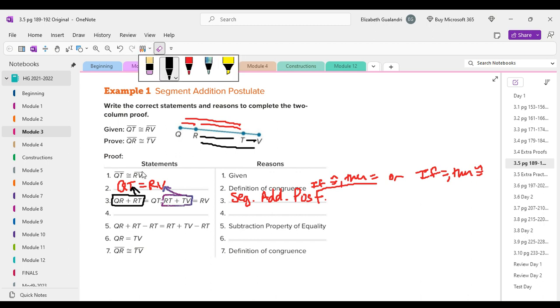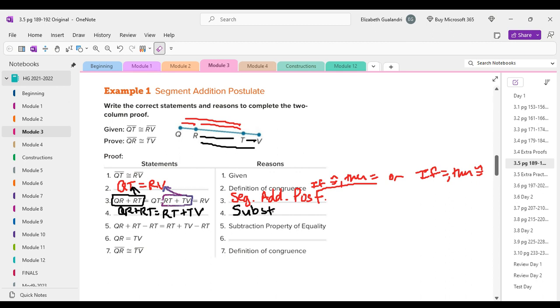And so now I'm just going to rewrite it. And so that's going to say that QR plus RT is equal to RT plus TV. And again, what I did there is I did substitution. Some people like to do this: it was step number 3 that went into step number 2. Okay, so you can mark that if you like to. You do not have to. Just something to help out a little bit.